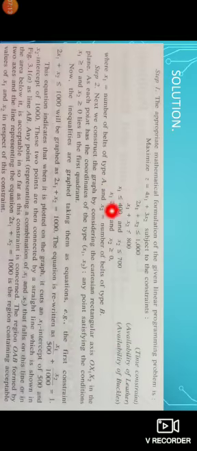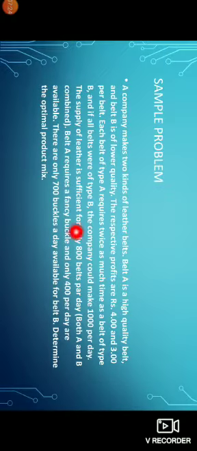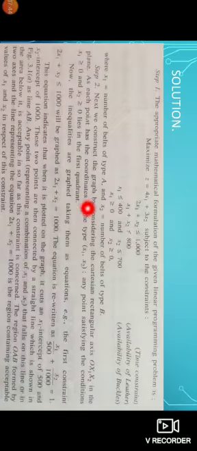Next, x1 less than or equal to 400 and x2 less than or equal to 700. This constraint is for buckles. See, fancy buckles, 400 per day are available. There are only 700 buckles a day available for belt B. Students, A fancy buckles 400 and B 700. That's why x1 less than or equal to 400 and x2 less than or equal to 700. This is the availability of buckles.